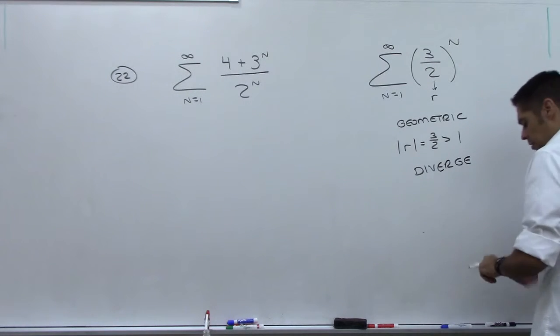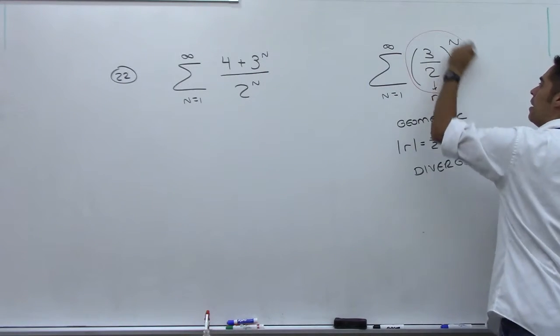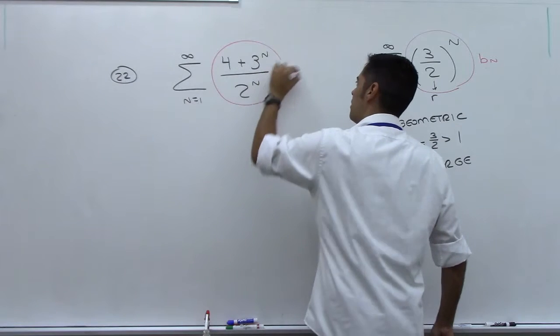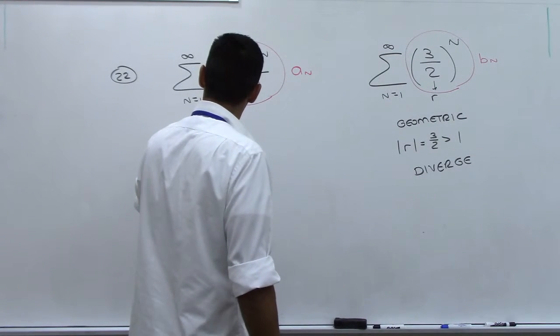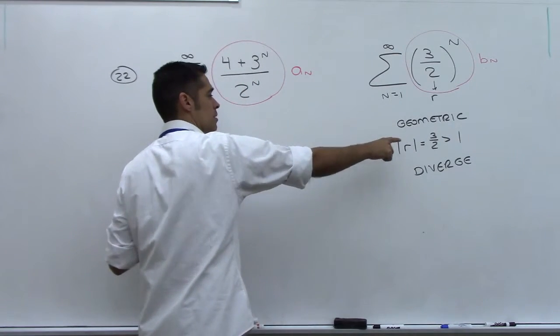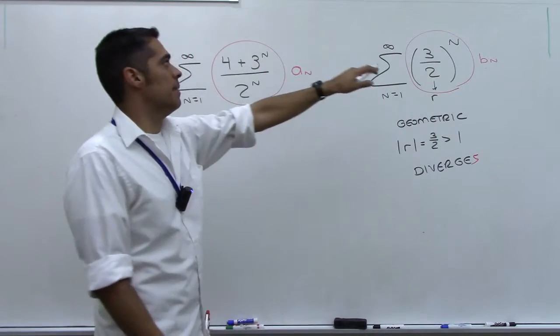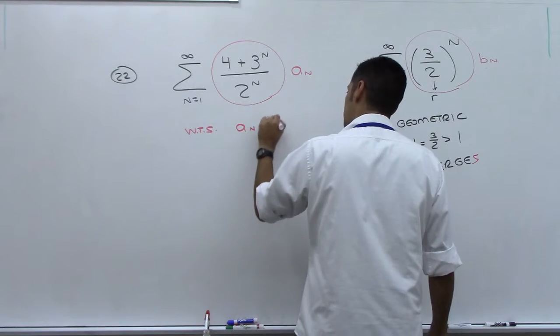So now I'm going to be comparing this thing, which is my b sub n, to this thing, which is my a sub n. And remember what I'm trying to show with the comparison test: since this one diverges, I need all of these to be a little bit bigger than those. So I need my a sub n's to be bigger than or equal to my b sub n's.